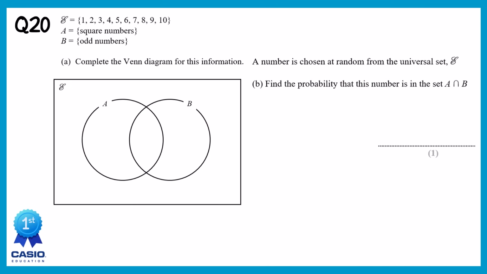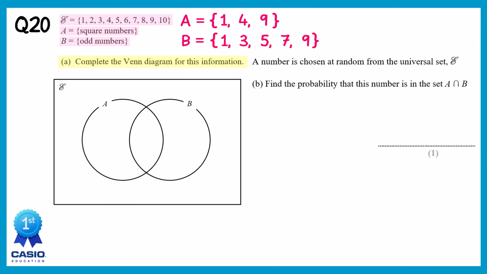In this question we need to complete a Venn diagram. We've been given the universal set, which is the numbers from 1 to 10. The set A is the square numbers, so let's work those out. To get square numbers, you multiply numbers by themselves, so 1 times 1, which is 1, 2 times 2, which is 4, 3 times 3, which is 9. The next one would be 4 times 4, which is 16, but that's not in the universal set, so we can stop here. Set B is the odd numbers, so that's 1, 3, 5, 7, 9.